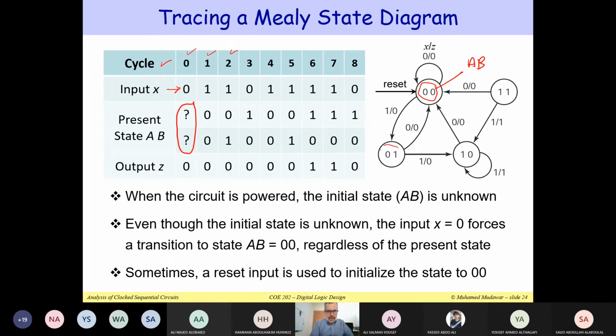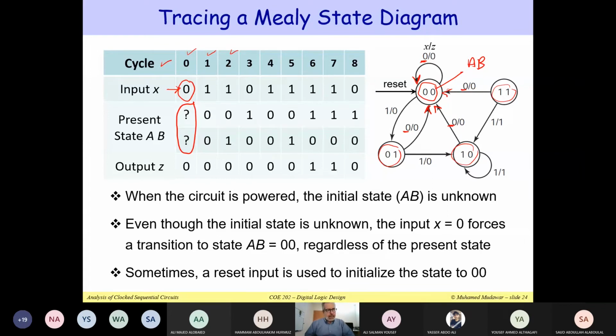If I don't know my initial state, I can be anywhere. I can be in 0,0, 0,1, 1,0 or 1,1. If I apply the input x equal to 0 while in state 0,0, this will take me back to state 0,0. If I am in 0,1 and my input x is 0, this will also take me to state 0,0. If I am in 1,0 and I apply x equal to 0, this will also take me to 0,0. And if I am in 1,1 and the input x is equal to 0, this will also take me to 0,0.